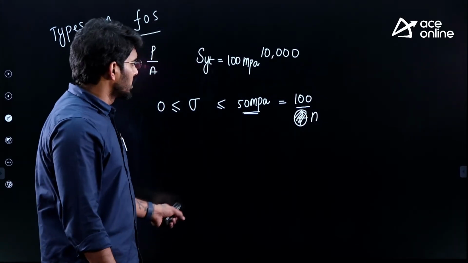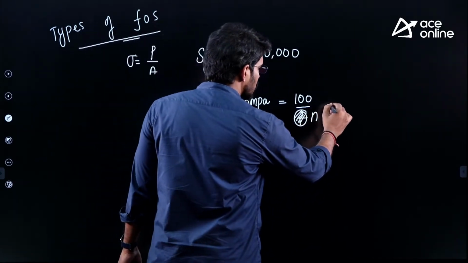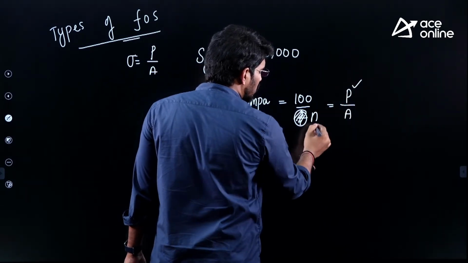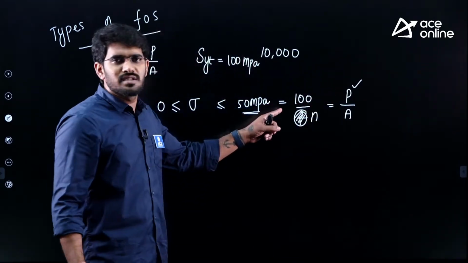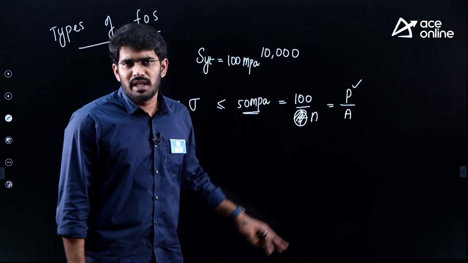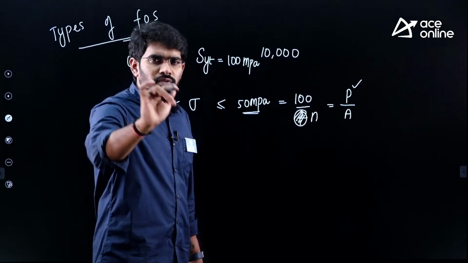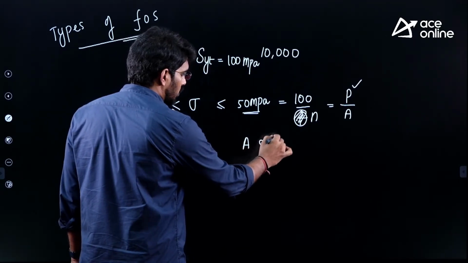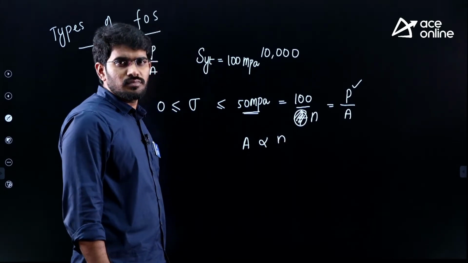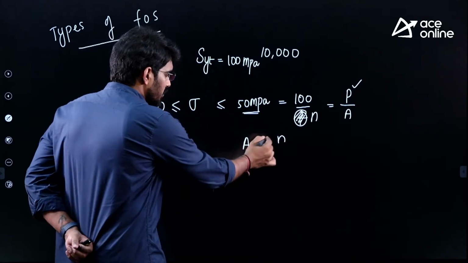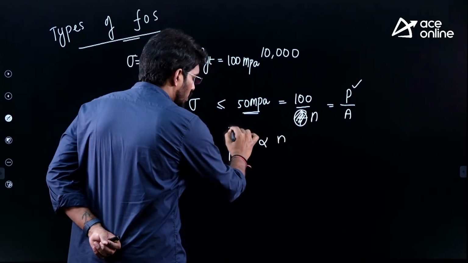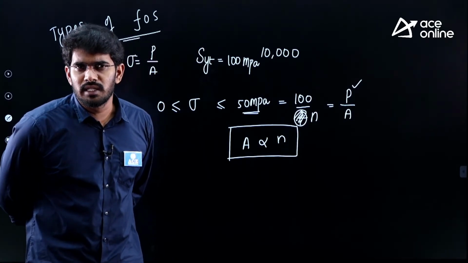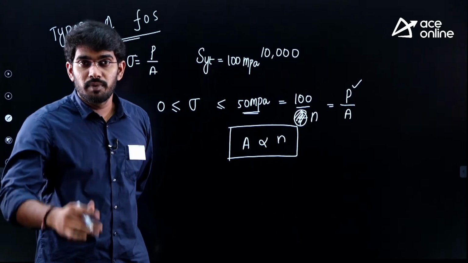We know that the stress equation is load by area. With change in load, obviously the stress will increase. Here this is the maximum stress that it can reach for a maximum value of load. From here, we are getting some relation between area and factor of safety. Now can you please tell me, if this number is increasing, what is happening to the area of the component? Yes, the area of the component increases.